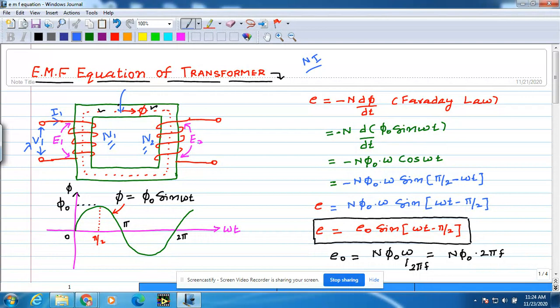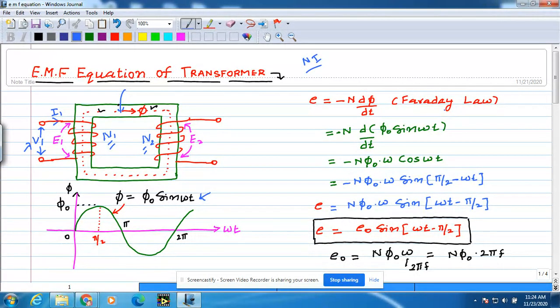Now let us consider the flux equation: phi equals phi naught sine of omega t. This is the waveform. Here phi naught is the maximum flux. Now we know very well how voltage is induced in the primary as well as in the secondary side. That is due to Faraday's law of induction.